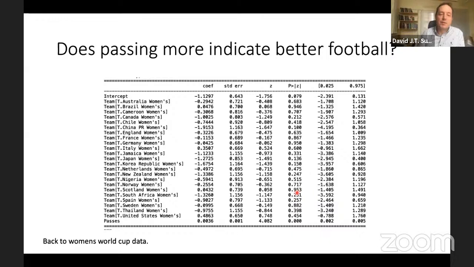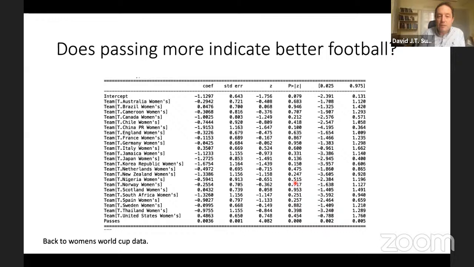Women's football data, last time when I presented this, I looked just at passes in my Poisson regression. So I just looked at passes, and I found that passes were a statistically significant predictor of good football. And this time, in order to do it properly, I put all of the teams into there. So I see that there is a team-related effect, and the p-values for none of the teams are actually statistically significant.